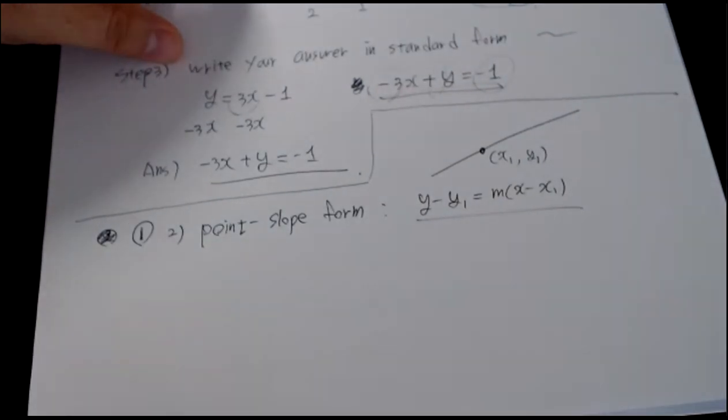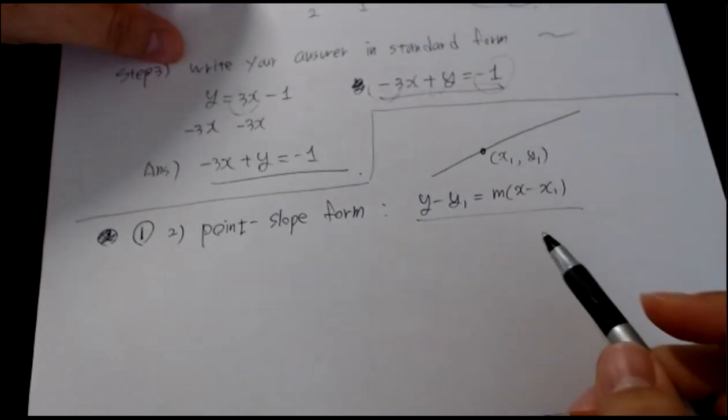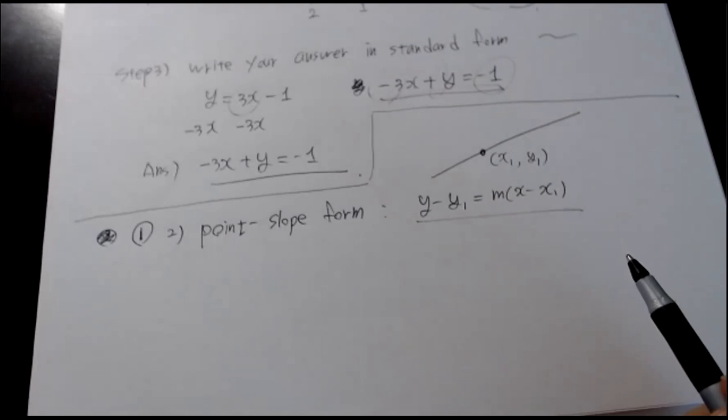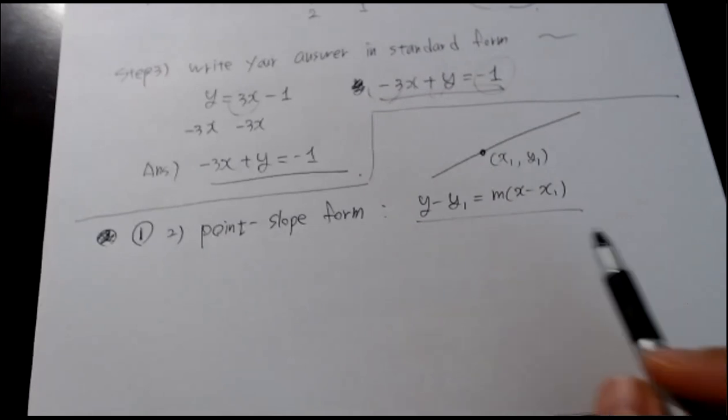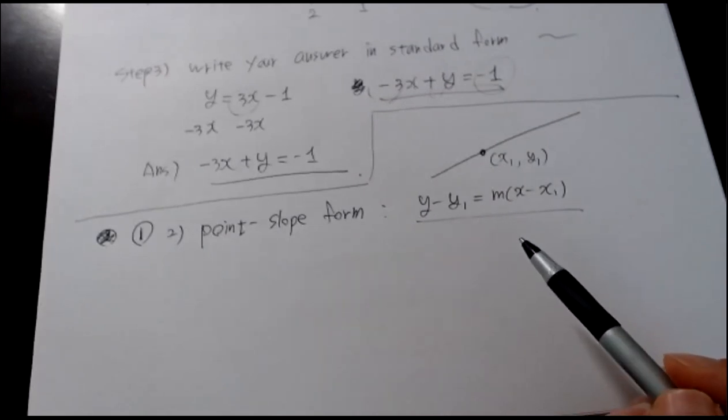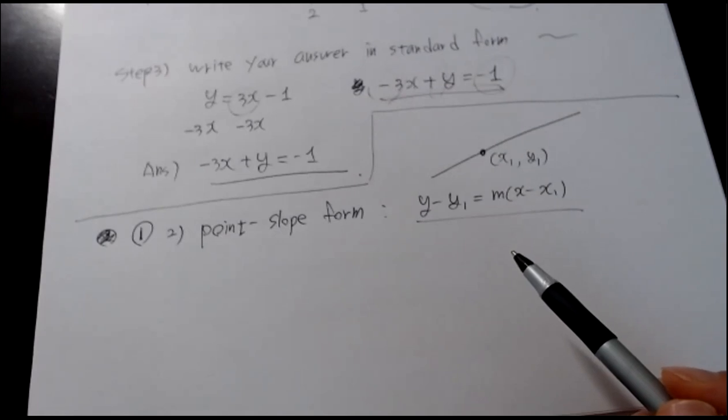And then in what circumstance are we gonna use this one? If the problem gives you a point and the slope, or 2 points, then we can use point-slope form. Okay, for finding the equation of a line.